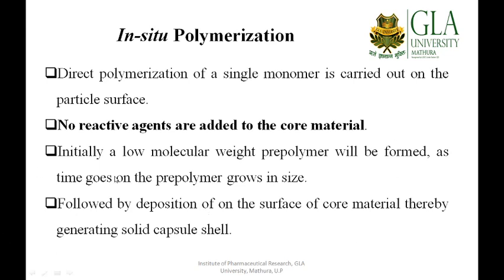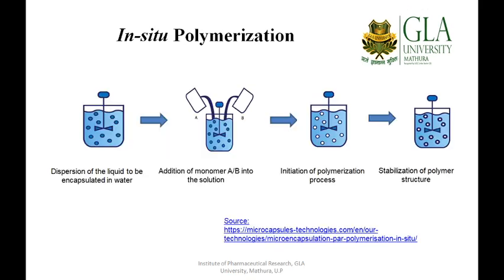The process governing in situ polymerization is depicted over here. You can see initially a low molecular weight pre-polymer will be formed, and as time passes, gradually the polymeric coat will grow in size. It will develop layer by layer onto the core, followed by deposition on the surface of the core material, and this will actually generate a solid capsule shell. So this is the process governing in situ polymerization.